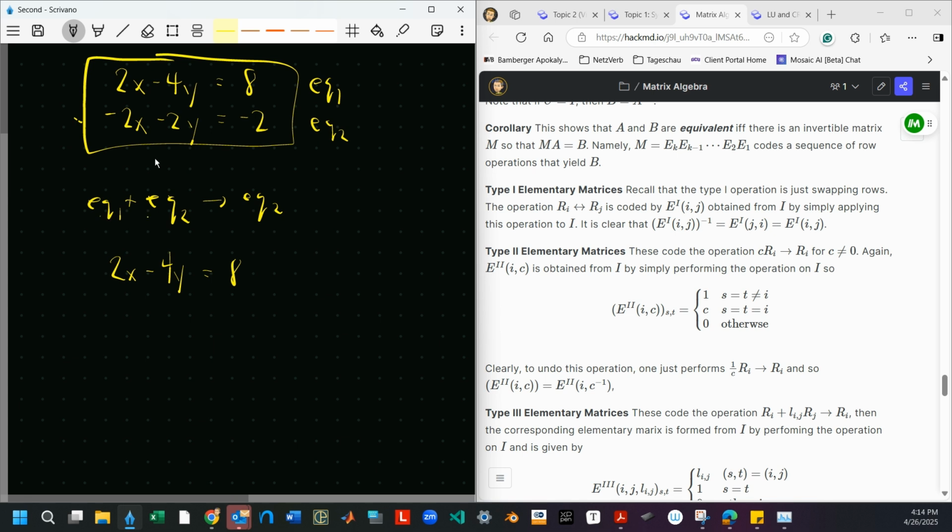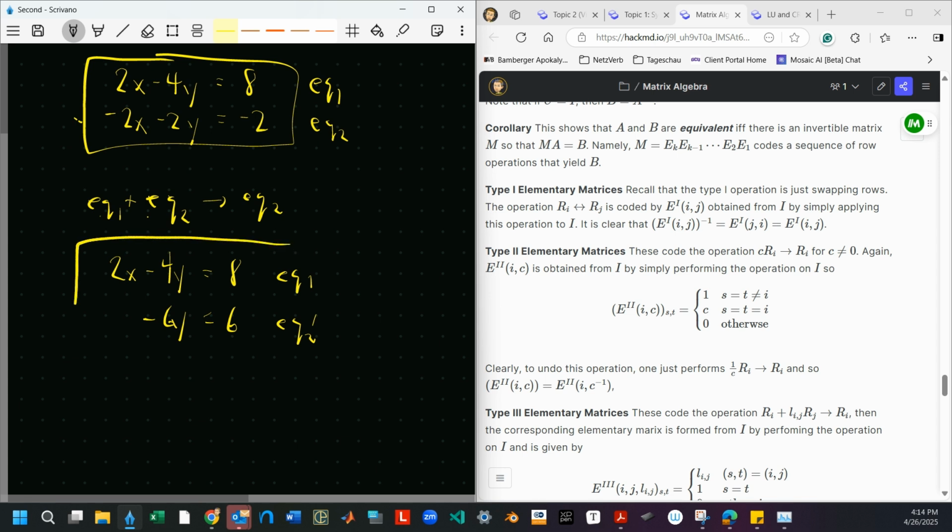Equation 2, I did this thing. I added equation 1 to equation 2, and I'm going to replace equation 2. So I add these, right? So 2x minus 2x is 0x, so that goes away. Minus 4 plus minus 2, so minus 6y, right? And then 8 minus 2 is just 6. Right, so I'm just adding those two. So this is still equation 1. I didn't change that, right? But now this is maybe equation 2 prime.